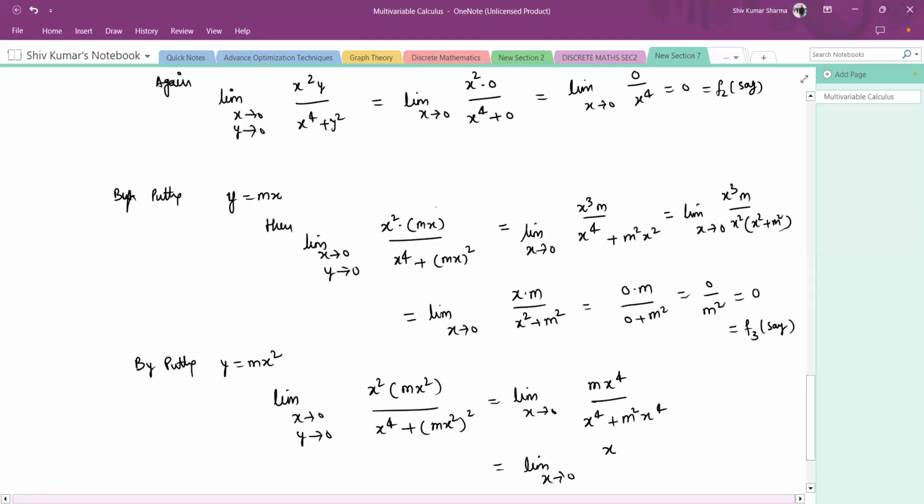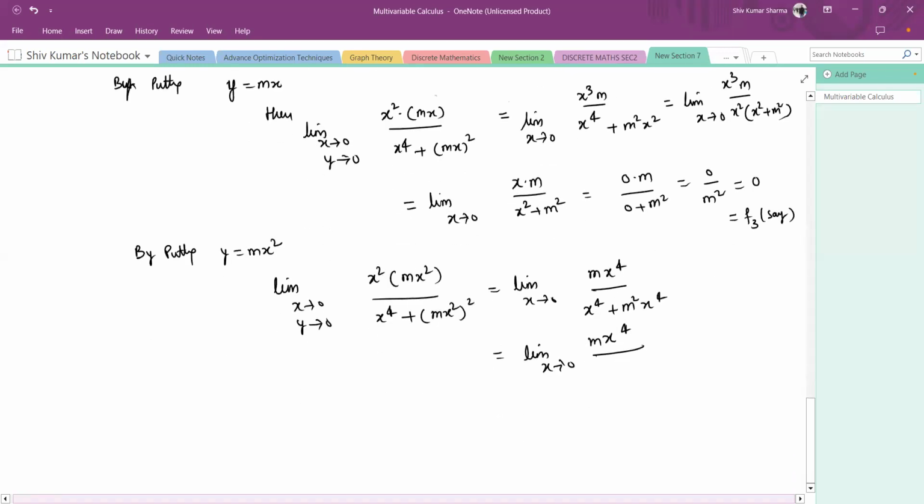So this gives us m into x raised to the power 4, upon x raised to the power 4 taken as common. So this gives us 1 plus m square. So x raised to the power 4 cancels, and this is purely constant values. So we write this as limit x tends to 0, m upon 1 plus m square. So this gives us m upon 1 plus m square. So this is the function f4.